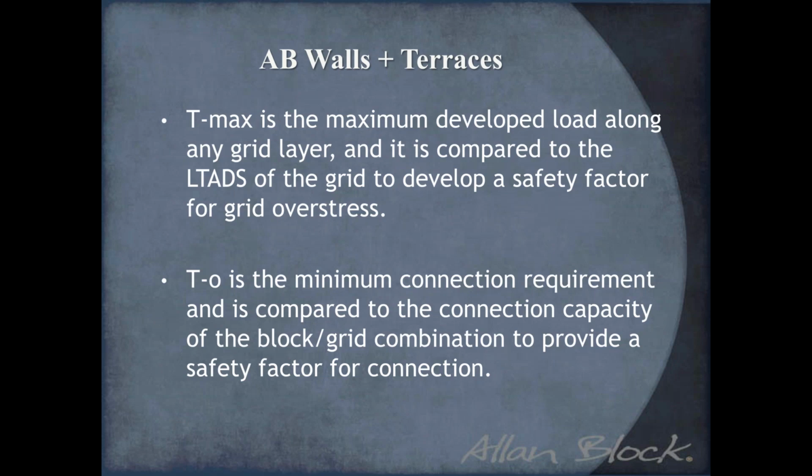And then likewise for T naught. The T naught is the maximum connection requirement that's been determined from the Bishop's baseline solution. And you need to make sure that the block and grid combination has a connection capacity that also exceeds that T required, or that T naught at the face of the wall. So that's the basics of what the baseline limit equilibrium does and how we're going to use it in the program.